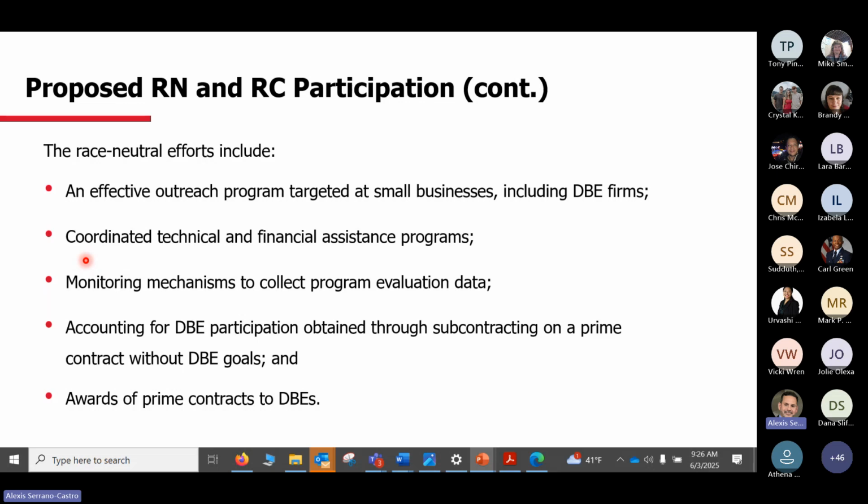We have a monitoring mechanism to collect program evaluation data. That's what we do on a daily basis. We consistently monitor the DBE participation in every single project. And then we account for DBE participation obtained through subcontracting, not only as a prime, but also the subs. But we're going to look for DBEs to be primes as well.